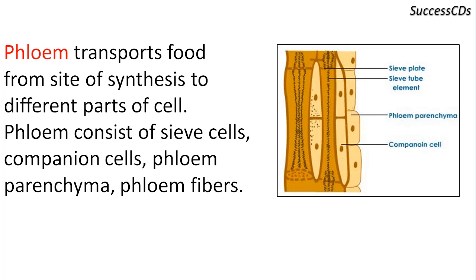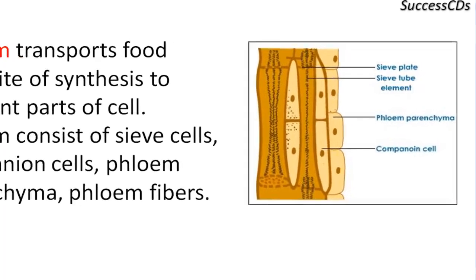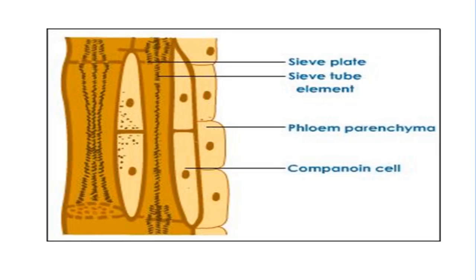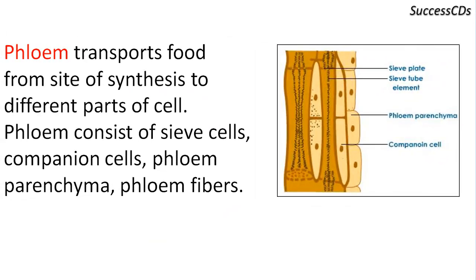Now phloem tissue transports food from site of photosynthesis to different parts of the plant. It is also composed of four types of cells. Sieve cells, which are elongated and have thin cell wall. These cells are responsible for transportation of food and nutrients. Then companion cells have cytoplasm, nucleus and other cell organelles. They perform the task which is required for sieve cells for living. Then phloem parenchyma. It stores food. And lastly, phloem fibers have thick cell wall and provide mechanical support to the plant body.